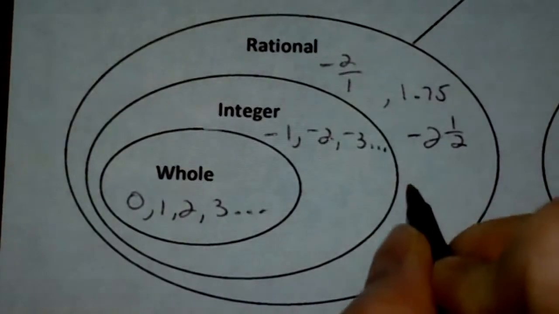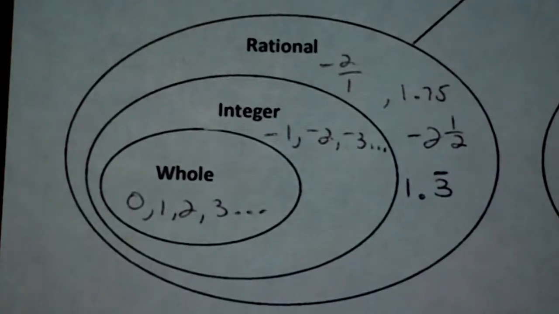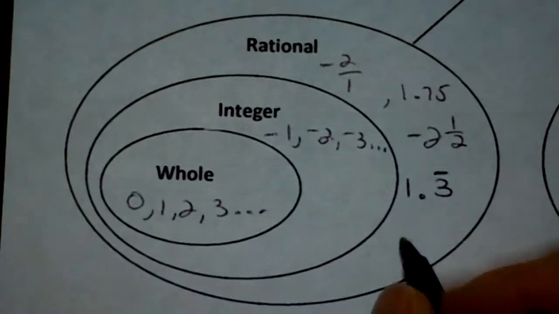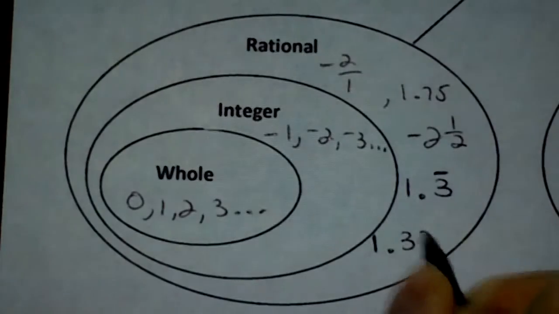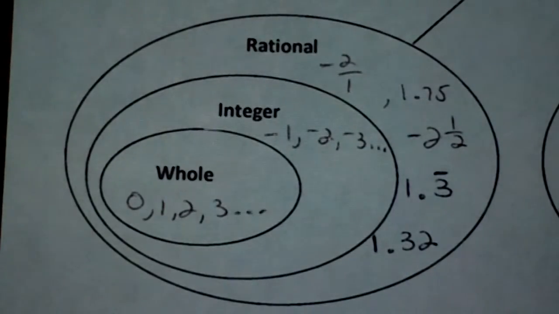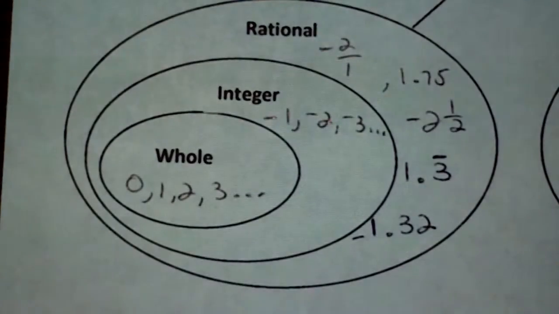Repeating decimals, like 1.3 repeating, those were rational, right? Because 3 tenths repeating can be written as 1 and 1 third, which then I can change to an improper fraction. Also, if I have a terminating decimal, like 1.32, those are all good. I'll make this one negative so we understand that, yeah, they can be negative as well. So in chapter 2, we hadn't learned about square roots or any of that yet, so we stopped there.